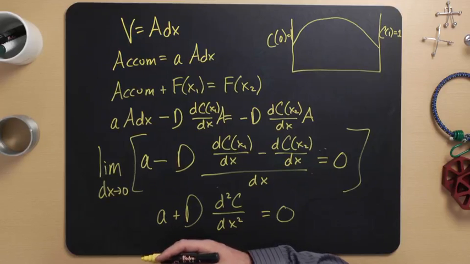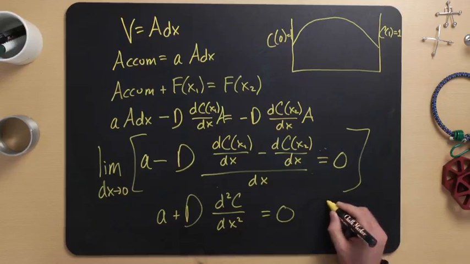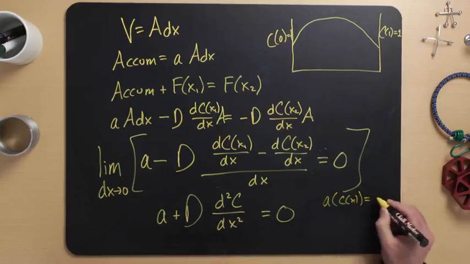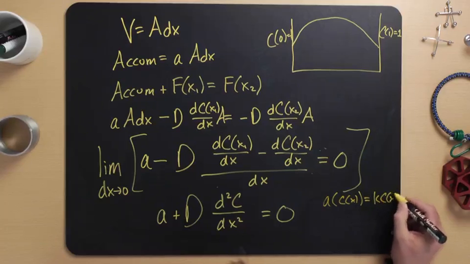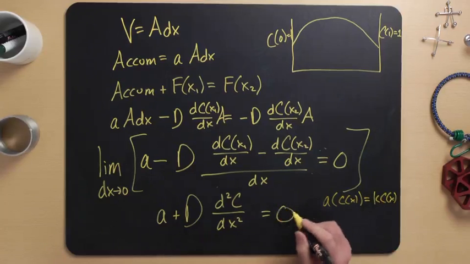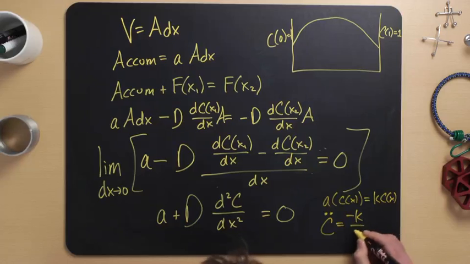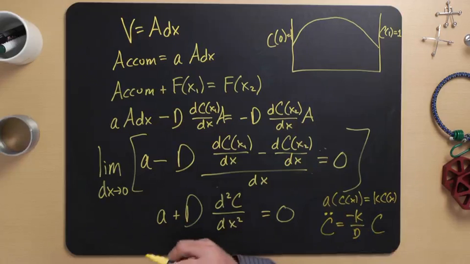Lastly, what happens if A is allowed to depend on c of x rather than x? This might happen when the ability to accumulate a chemical is dependent on how much is already there, which is what we mean by a solution becoming saturated. Then we have a diffusion equation of the form where A is actually a function of c of x. And if that was equal to k times c of x, we would actually expect to get c double dot is equal to minus k over D times c.